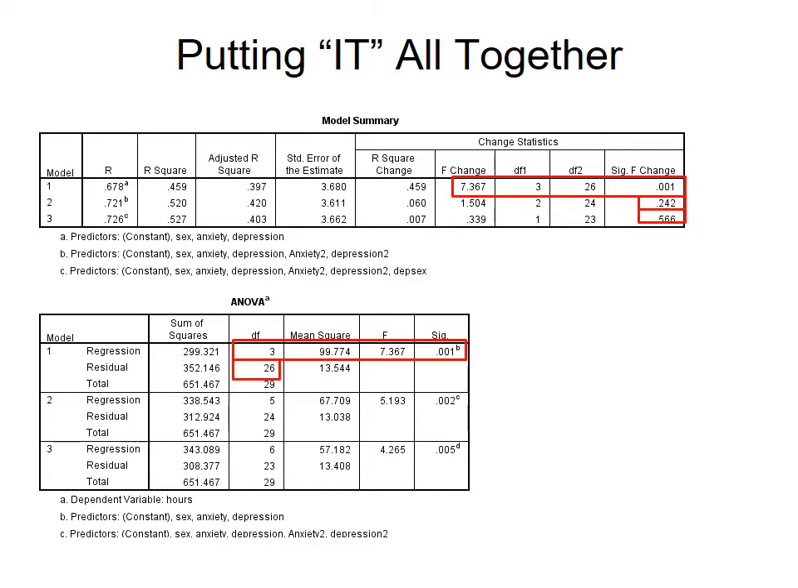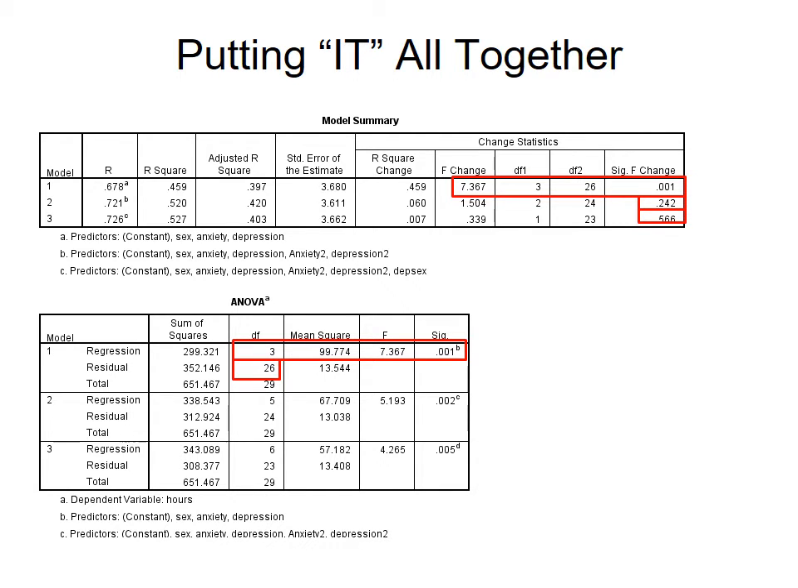So we notice the very first model is significant. It has a significant F of 0.001. The second model is not significant. The third model is not significant. So that tells us there's no nonlinear terms that explain variance above and beyond the linear terms in the first model, and that there's not an interaction worth noting beyond what's already explained by that first model.